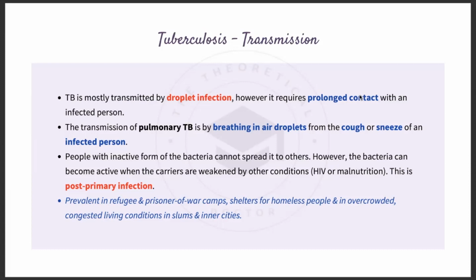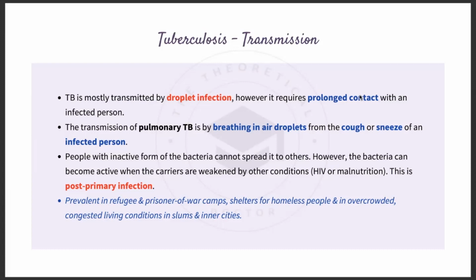So the transmission of pulmonary TB is by breathing in air droplets from the cough or sneeze of an infected person. Not everybody, though. People with the inactive form of the bacteria cannot spread it to others. However, the bacteria can become active when the carriers are weakened by other conditions, as I mentioned before, HIV, cancer, malnutrition, like that. So this is the post-primary infection.